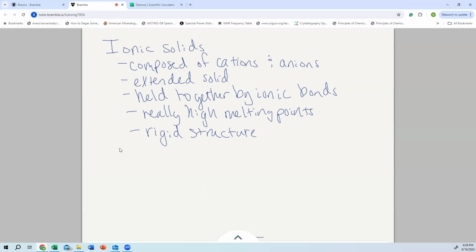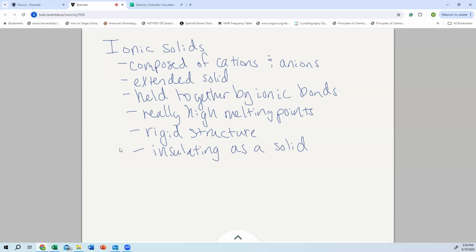Also, because all of the ions are set in a specific place, you do not have the ability to move charge. So this is going to be insulating as a solid. Everything's rigidly placed, so you can't move ions or you can't move charge.